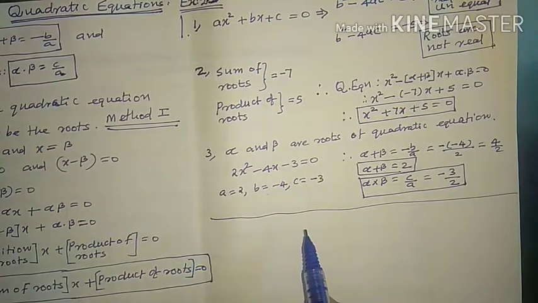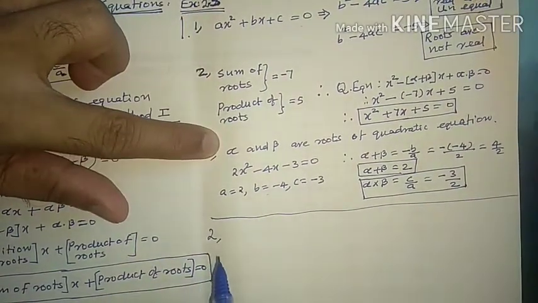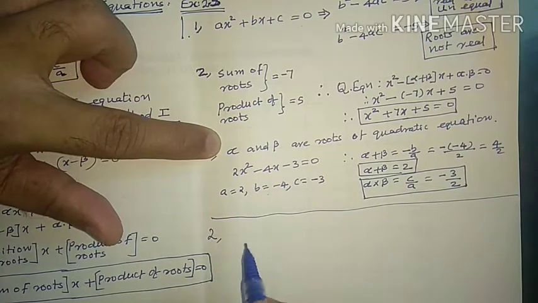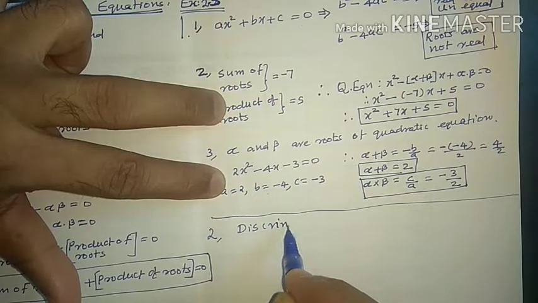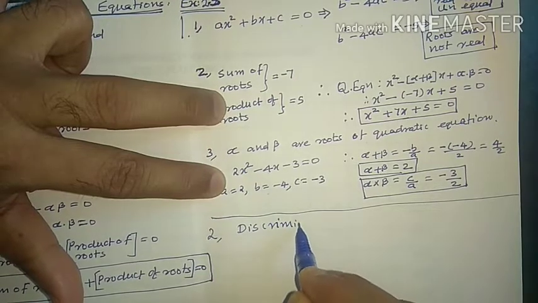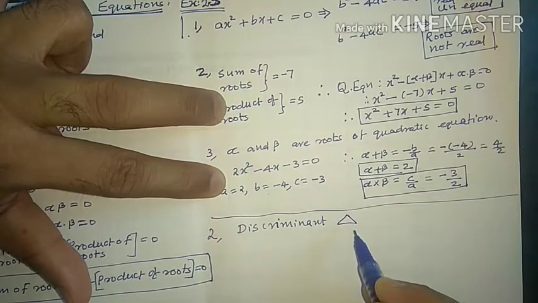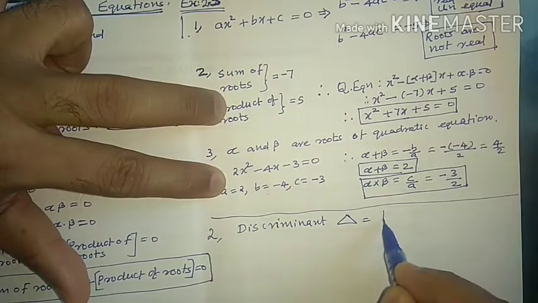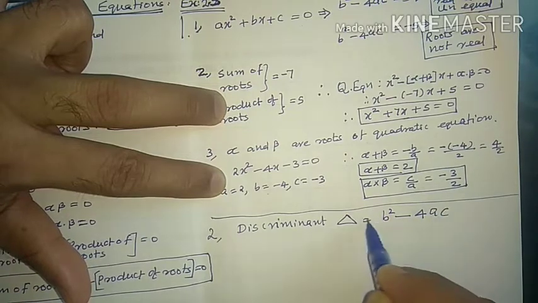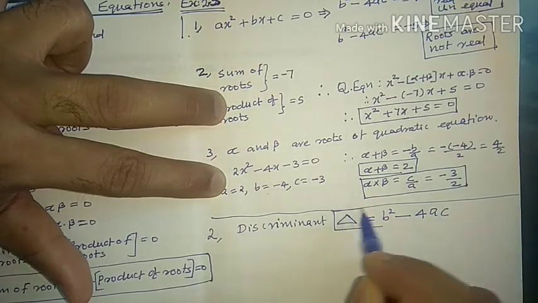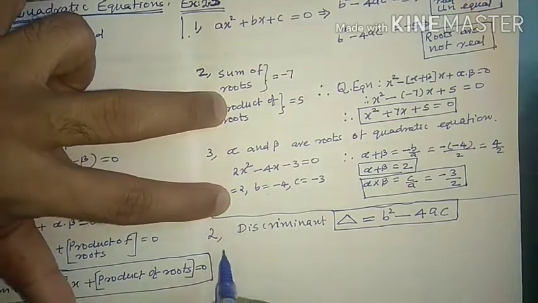Now we pass on to question number 2. Main question 2. Here we have to find the value of the discriminant. What is the discriminant? The discriminant is denoted by delta, which is b square minus 4ac. Delta is b square minus 4ac. This only we have to find out.